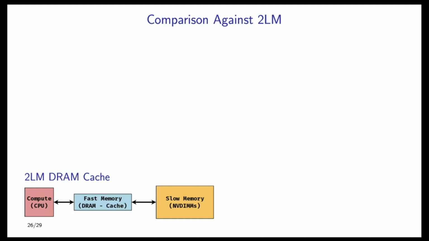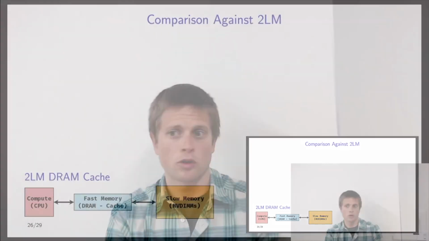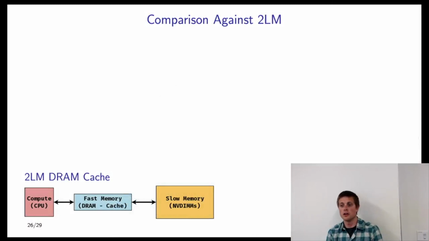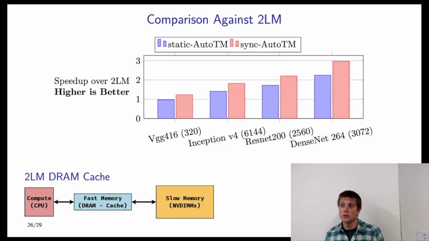So next, we wanted to compare AutoTM against 2LM. Now, 2LM is a hardware caching mechanism implemented on these Intel processors. And what it does is it uses DRAM as a transparent direct-mapped cache for the NVDIMMs. Now, on this graph here, we show the speedup of AutoTM relative to 2LM for these large networks. And what we see is in the worst case, we match the performance of 2LM, but for complicated networks like ResNet 200 or DenseNet 264, we vastly outperform 2LM.